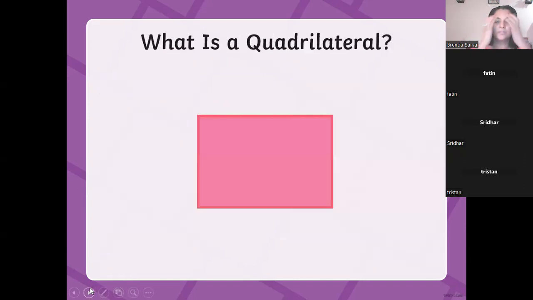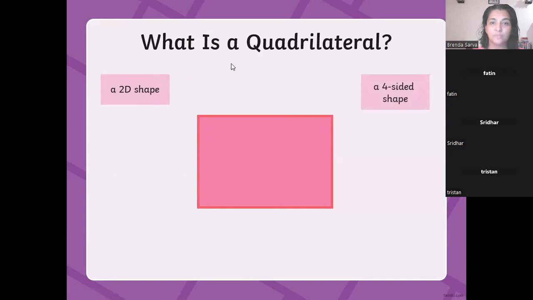Let's move. Simple question. What do you see here? All of you are probably very familiar with the simpler word for this, which is the rectangle. However, the definition of it is, it's a quadrilateral. It is a type of quadrilateral. There are many characteristics to it. What is it? First of all, it is a 2D shape.